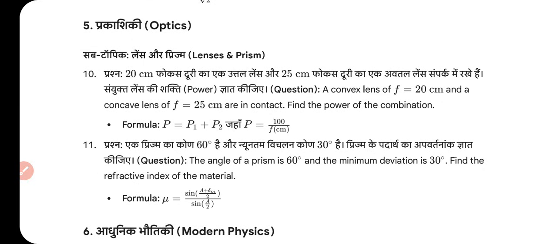A convex lens and concave lens of focal length, the rules and patterns are also important, and the concepts should be clear. A convex lens of f equal to 20 centimeter and a concave lens of f equal to 25 centimeter are in contact. Find the power of the combination. Which formula is applied? P equals P1 plus P2, where P equals 100 by f in centimeter.